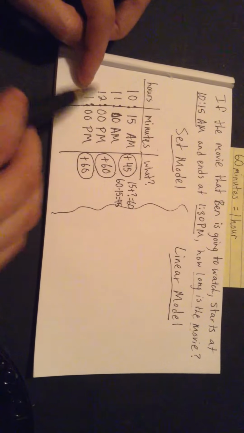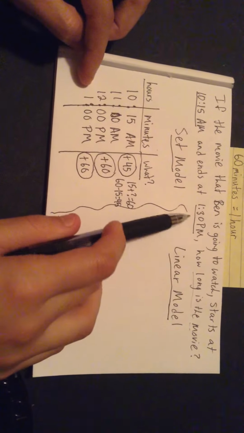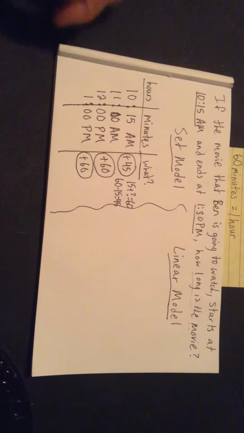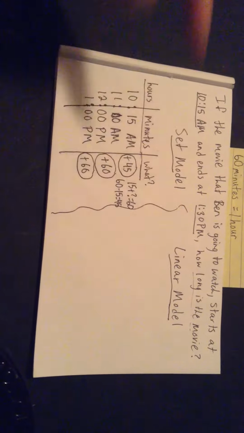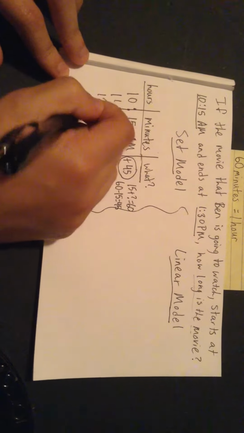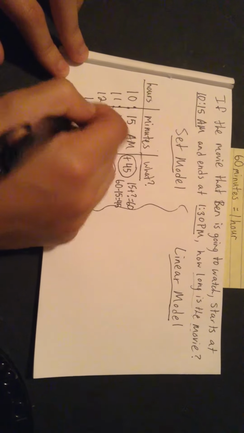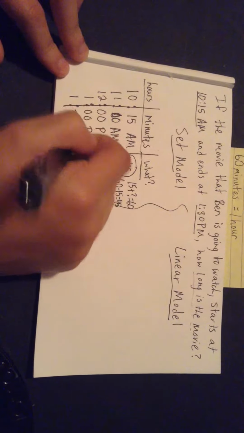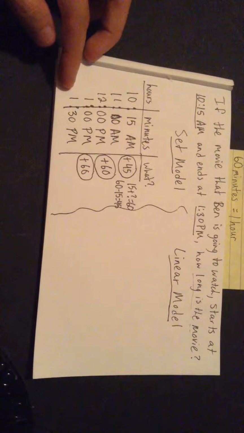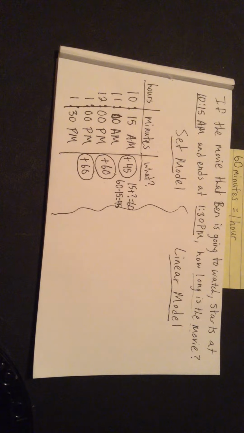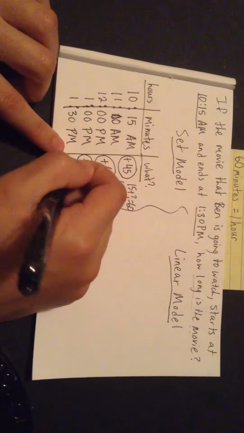And now we have to get from 1 to 1:30. See, we can't jump to the next hour because it just goes up until it ends at 1:30 p.m. So we're going to put our ending point 1:30 p.m. And what did we do to get from 1 to 1:30 p.m.? Well, that's easy. We just added 30 minutes.